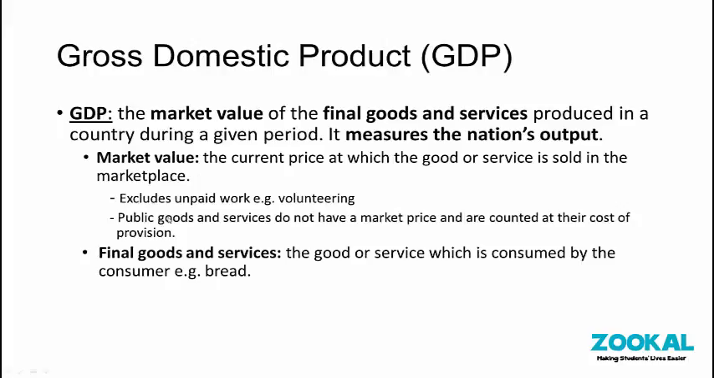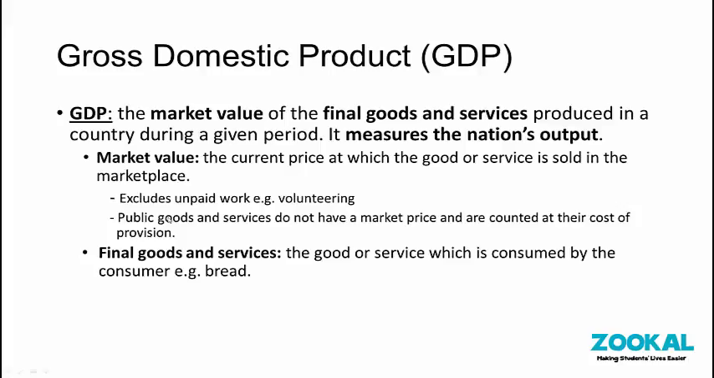So the formal definition for GDP is the market value of the final goods and services produced in a country during a given period of time. It is a measure of a country's output. So the keywords in here are market value and final goods and services.